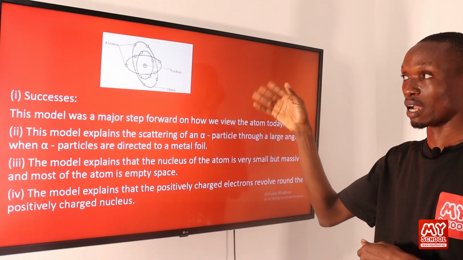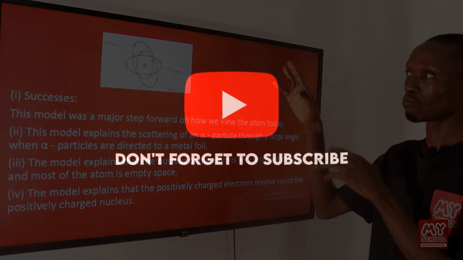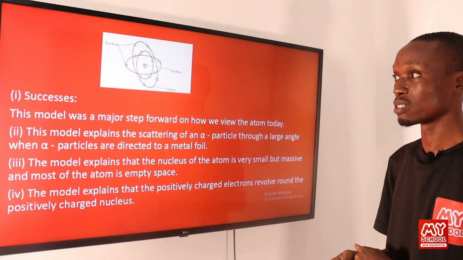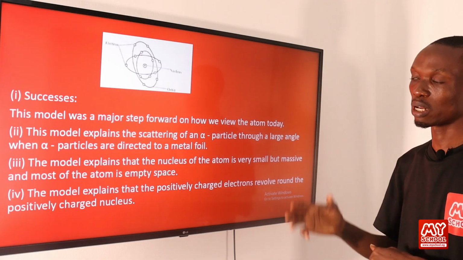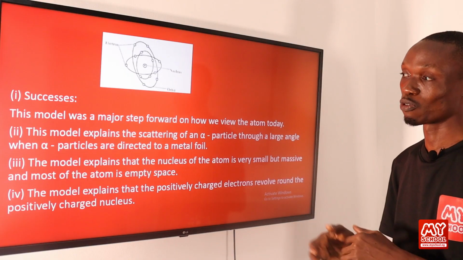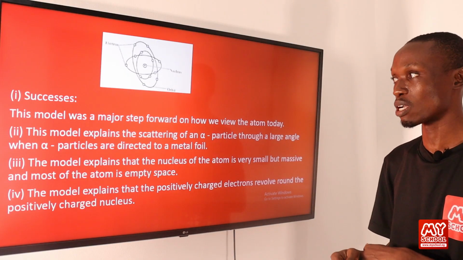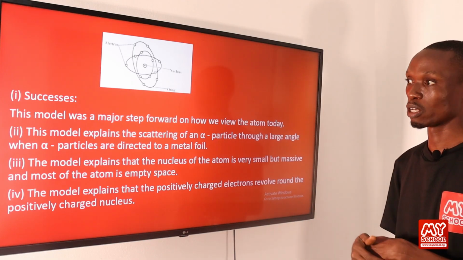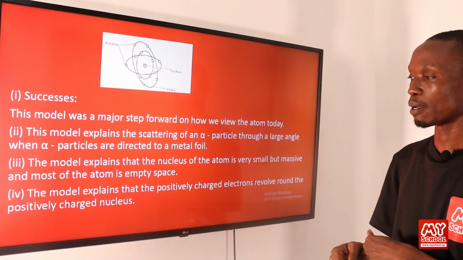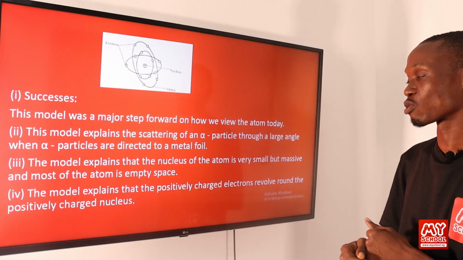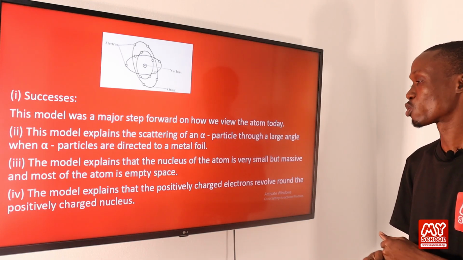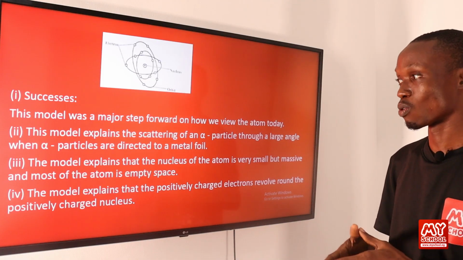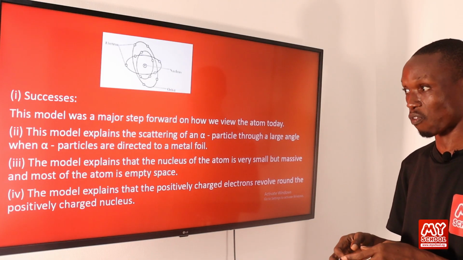Now, this is just the diagram of the Rutherford model. So now let's discuss the successes. Let's see the successes of the Rutherford model. This model was a major step forward in how we view the atom today. One of them is that the model explains the scattering of alpha particles through a large angle when alpha particles are directed at a metal foil.